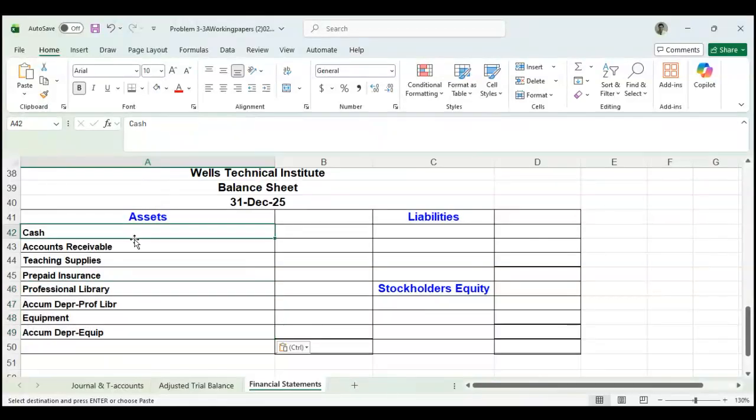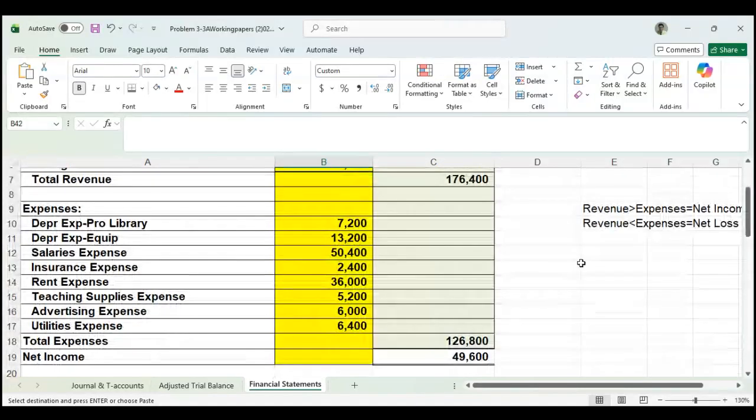What we want to do is pull over the numbers from the adjusted trial balance. These are going to be the ending balances in our assets, liabilities, and equity on 12/31/25. They will carry over to 1/1/26. These other accounts will not. These will be closed, which will be the subject of another time.